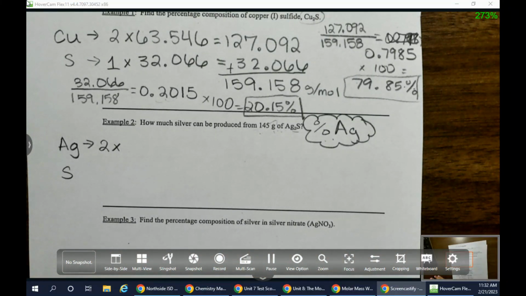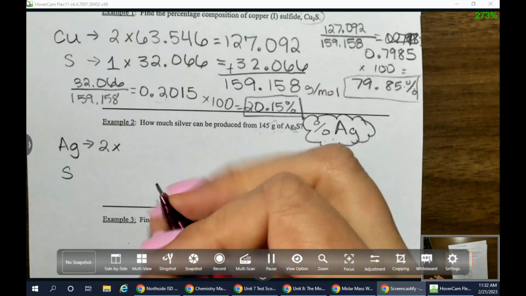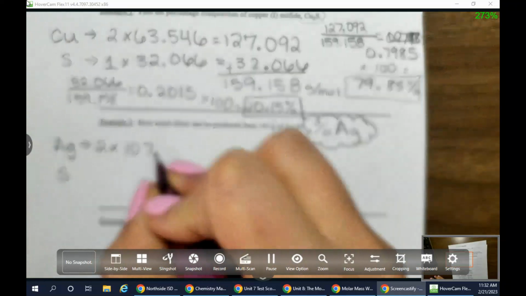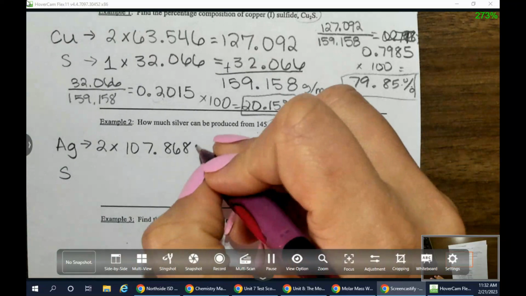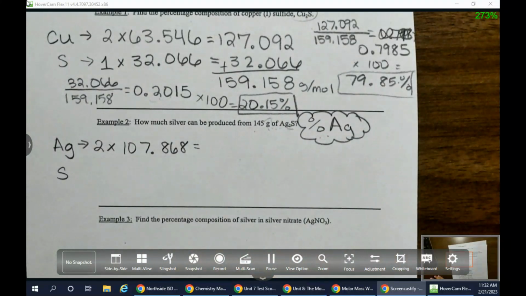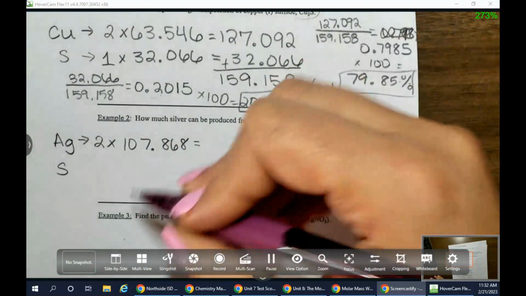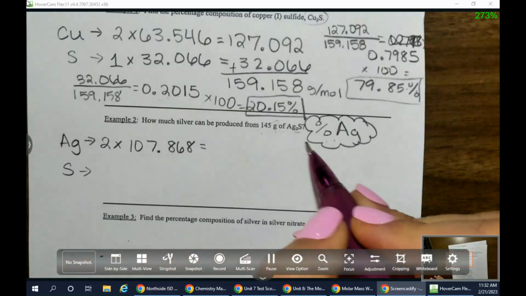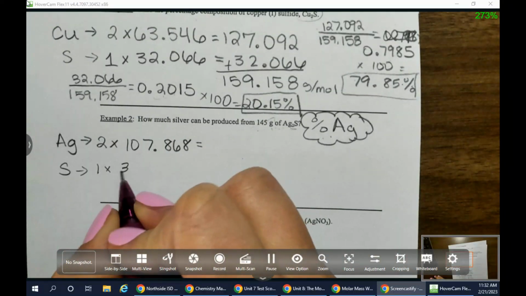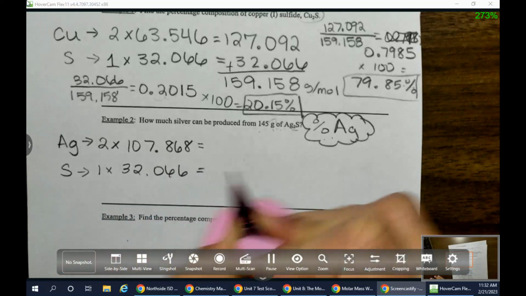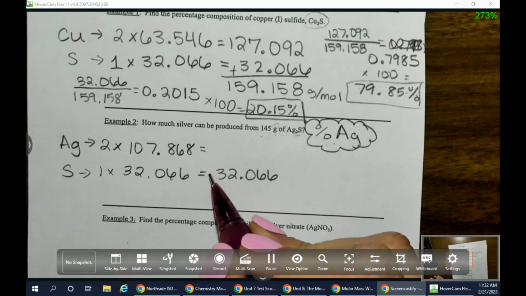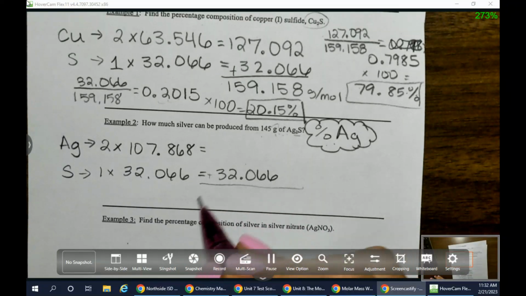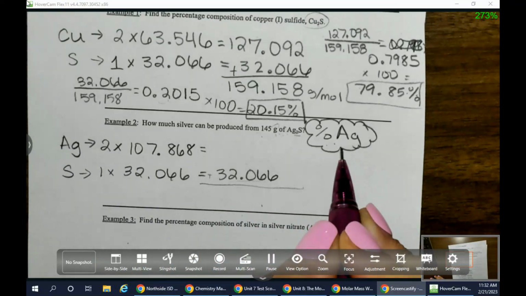Look at your periodic tables. Perfect. Yep. 107.868. Okay. You're going to get a value for that. Sulfur, we have, again, nothing next to it, so we're going to say 1 times 32.066, which is just itself. And remember, the only reason we're figuring this part out is because we need this total number in order to figure out our percentage of silver.